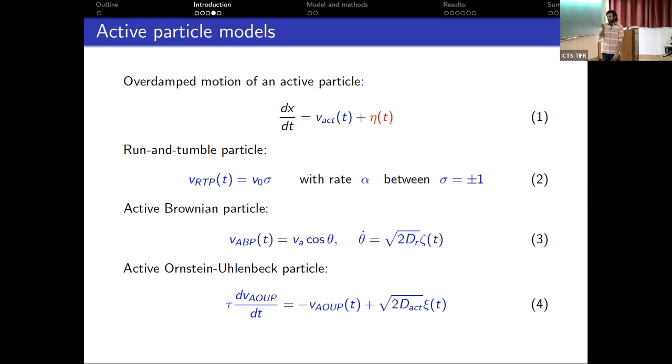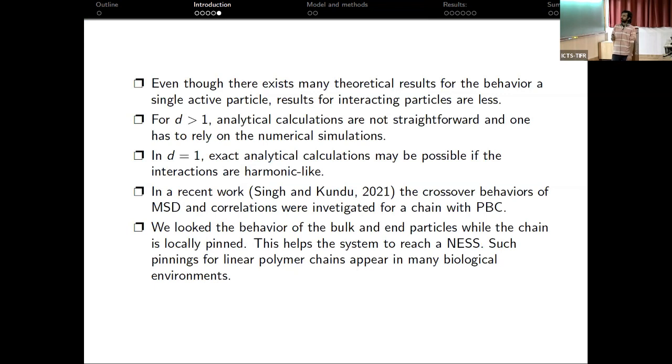We will specifically look at the run and tumble particle in more detail for this interacting system. For d equal to 1, if the interactions are harmonic-like, you can solve them exactly. But for d greater than 1, the analytical calculations might be difficult, and one has to definitely rely on numerical simulations.